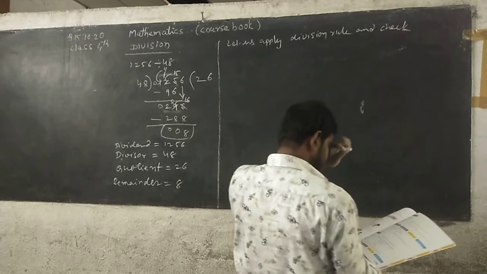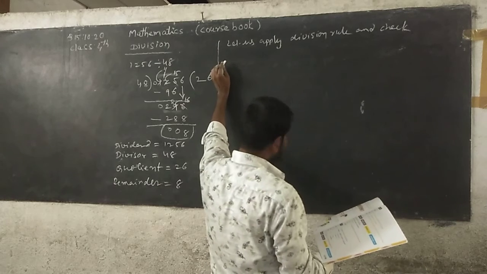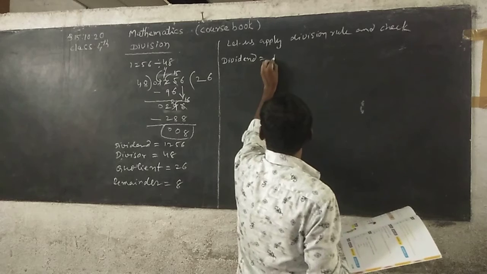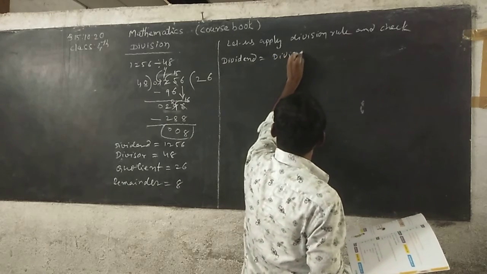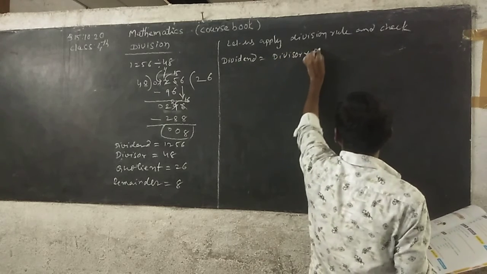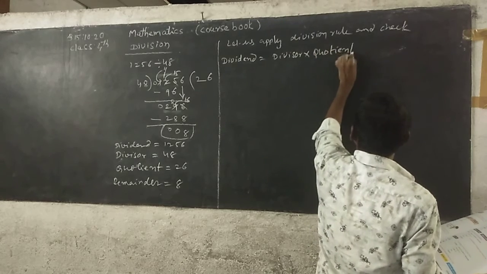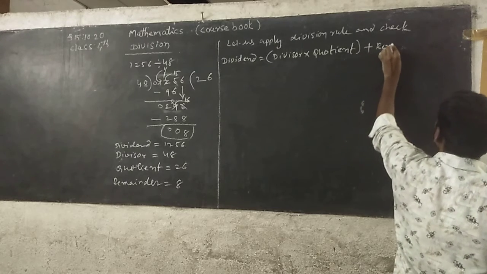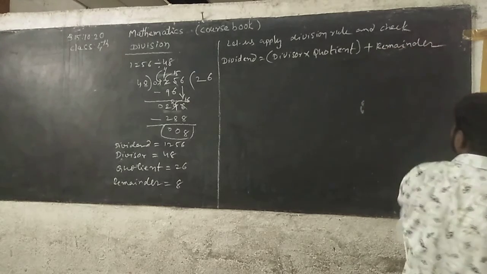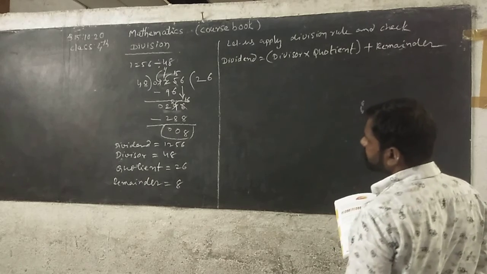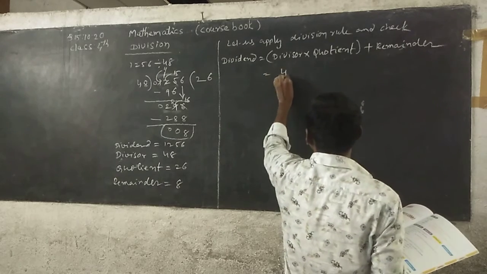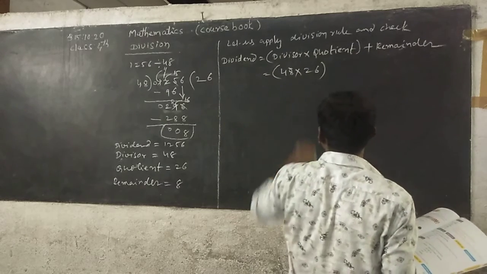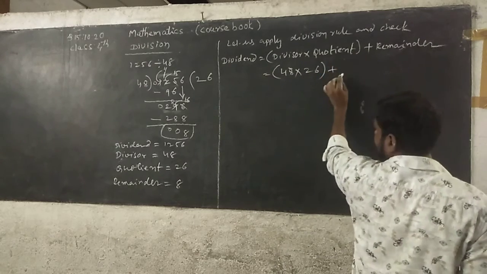See here, dividend is equal to divisor into quotient, bracket close, plus remainder. See, divisor, what? 48. Substitute. Next quotient, how much? 26. Plus remainder 8.